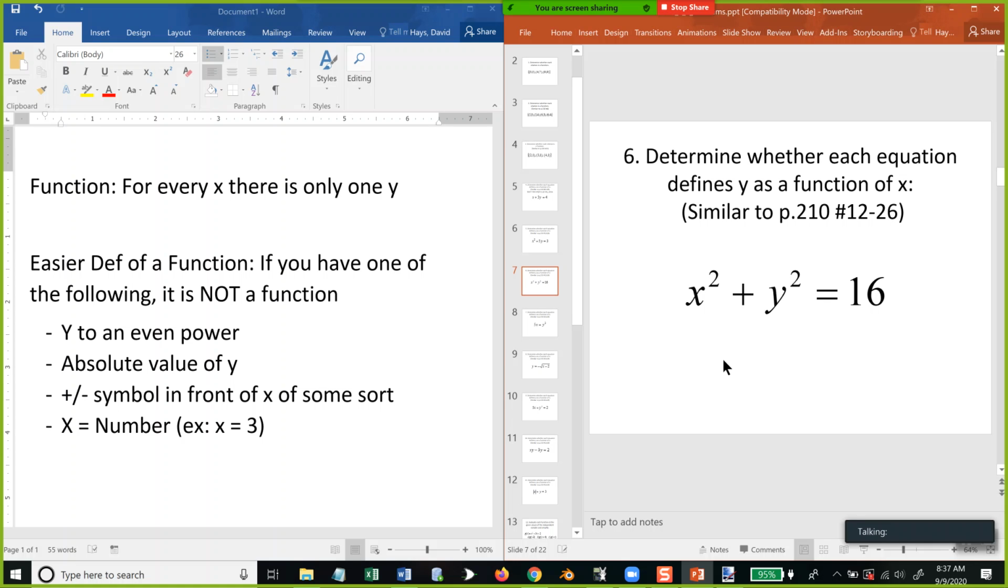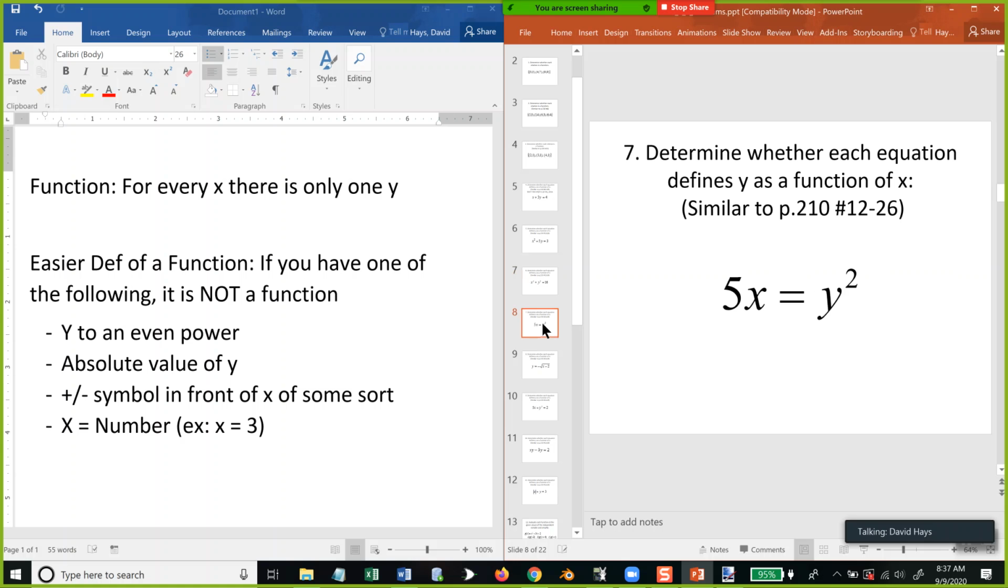How about this one? Would this be a function? No, because it has y to an even power. You can't have that. So the answer here would be no, it's not a function. There's another one with the y squared. The answer here would be no.